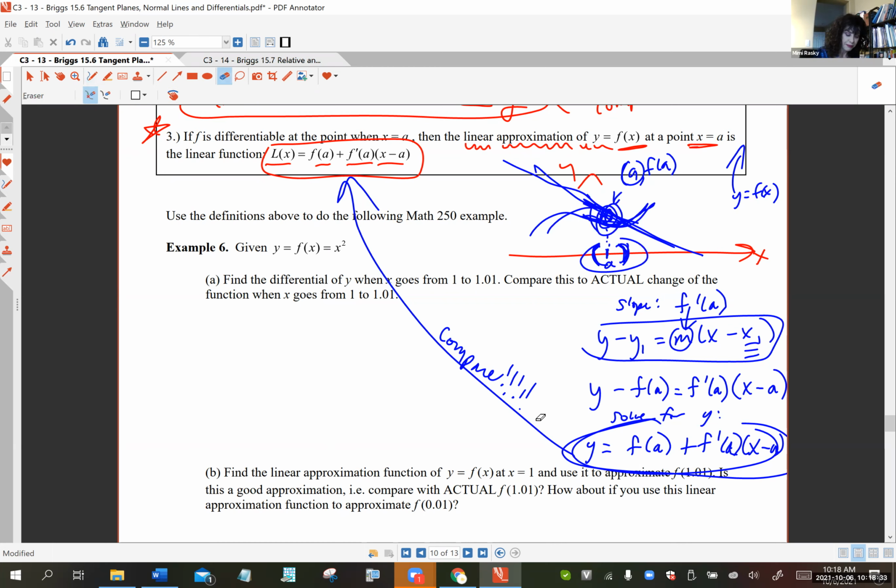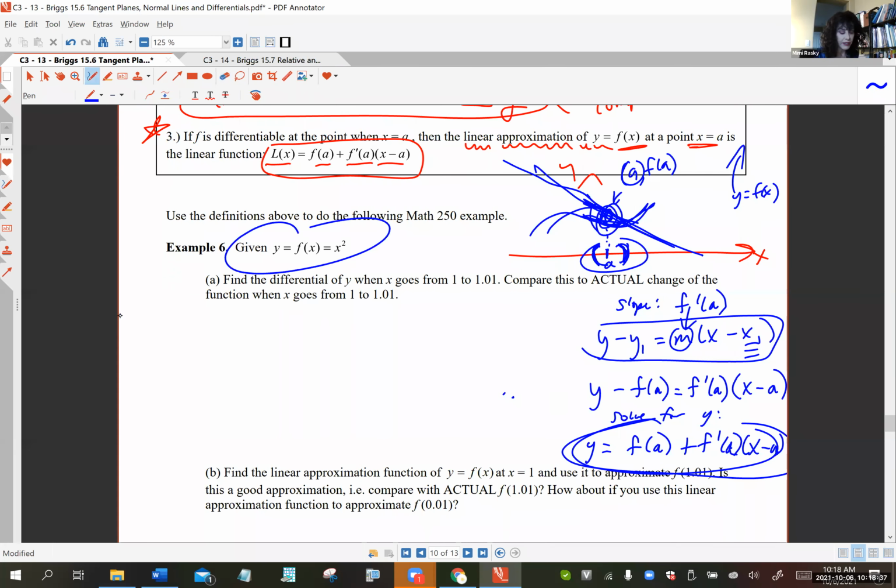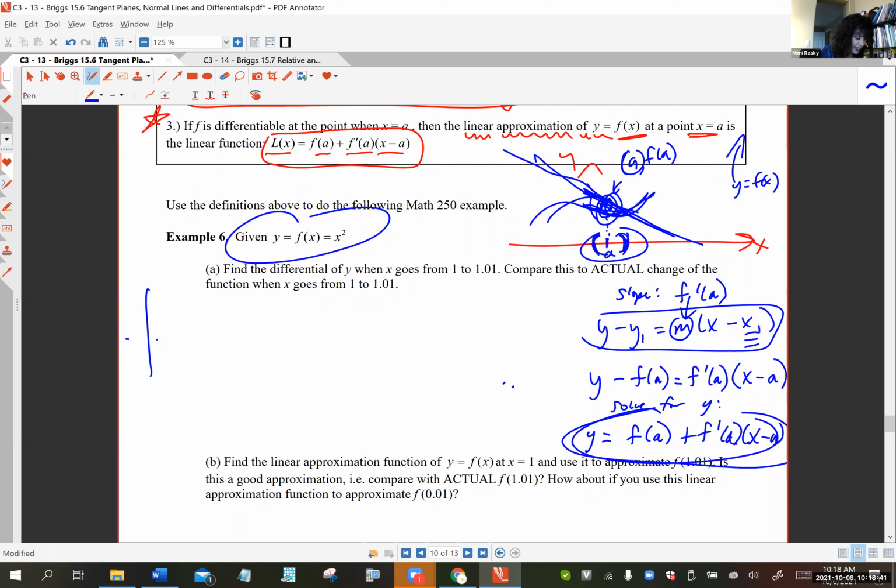And that's the point. So let's do a Calc 1 problem, shall we? Let's say you're given y equals f of x, which is x squared. And I hope everybody knows that graph is that lovely parabola. There it is. Now, when x goes from 1 to 1.01, that's a pretty tight interval. What is the differential of y? What's the approximation of the change in y?